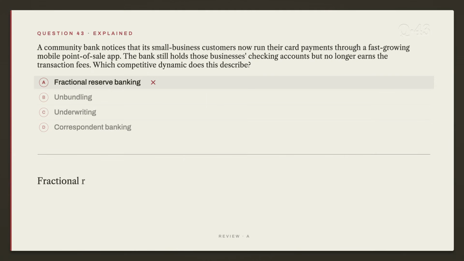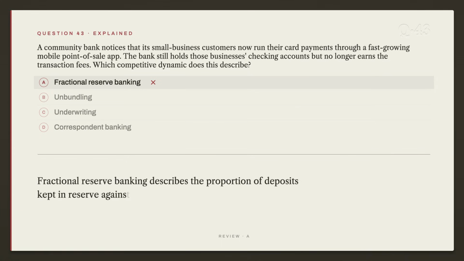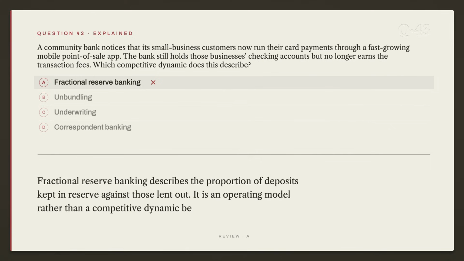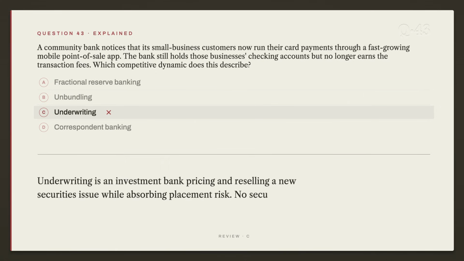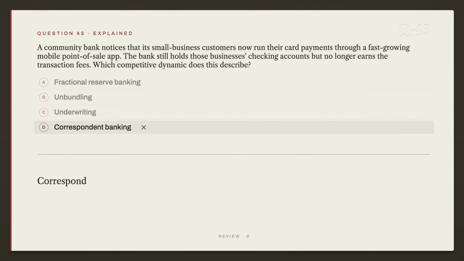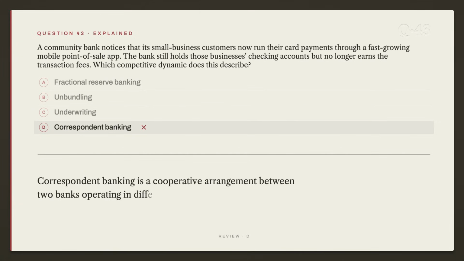A is wrong because fractional reserve banking describes the proportion of deposits kept in reserve against those lent out. It is an operating model rather than a competitive dynamic between firms. C is wrong because underwriting is an investment bank pricing and reselling a new securities issue while absorbing placement risk. No securities are involved in card payment processing. D is wrong because correspondent banking is a cooperative arrangement between two banks operating in different markets. This scenario describes competitive capture rather than cooperation.